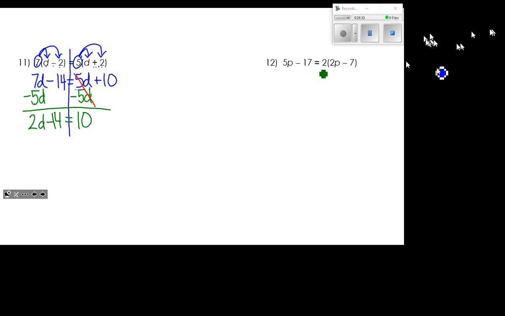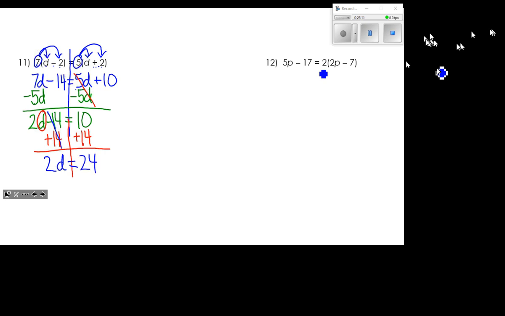Now I have a basic two-step equation. I'm going to circle the variable, and I'm going to start by getting rid of the minus 14. The inverse of minus 14 is plus 14. So plus 14 on both sides. I've done something to both sides so I can cancel. I'm left with 2d equals, and I know 10 plus 14 is 24, positive 24.